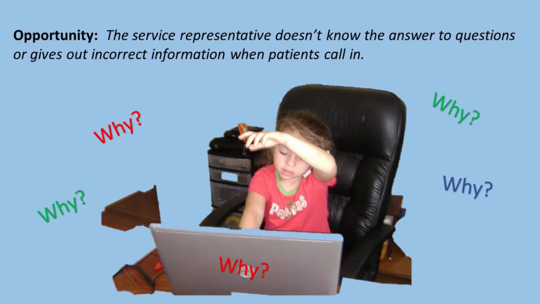It may be the first thought by the team that the receptionist needs to go, or that the receptionist has too many job functions. But using the 5 whys, the team works at getting to the root cause of the opportunity. The first why is asked. Why does the service representative give out incorrect information or doesn't know the answer to the questions? Because changes don't get communicated to the service representative.